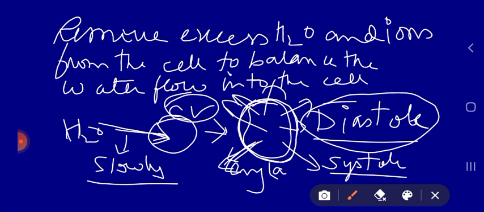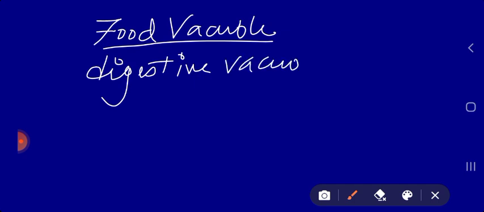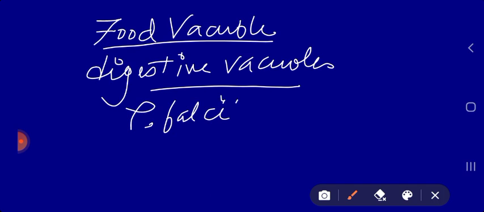The last part is your food vacuoles. Well, food vacuoles, as the name suggests, have only one purpose. Food vacuoles, also called digestive vacuoles, are organelles which are found in ciliates and in Plasmodium falciparum.